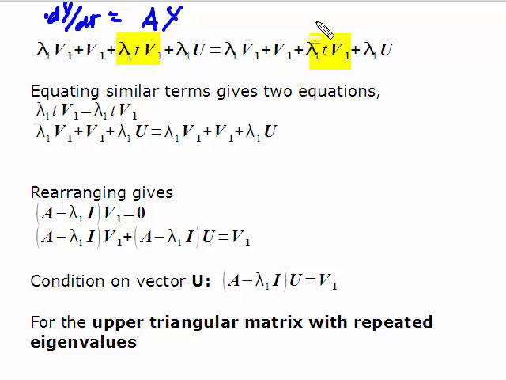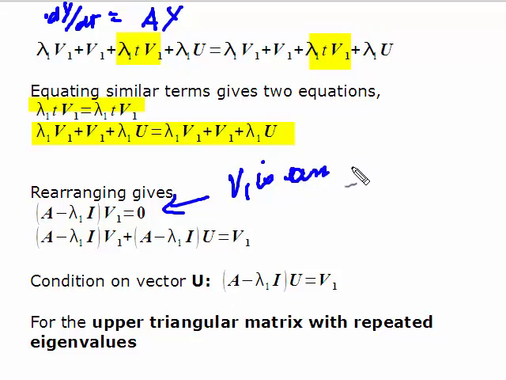So we're going to equate these similar terms, and that will give us two equations. Here's the first one, equating the ones that have t's in them. Here's the one equating the ones that do not have t's in them, because these are equal. Then if we rearrange this, look what we get for that first one. That is a condition on the eigenvector, right? That means v1 is an eigenvector, and that's how we found v1, so we know this equation is true.